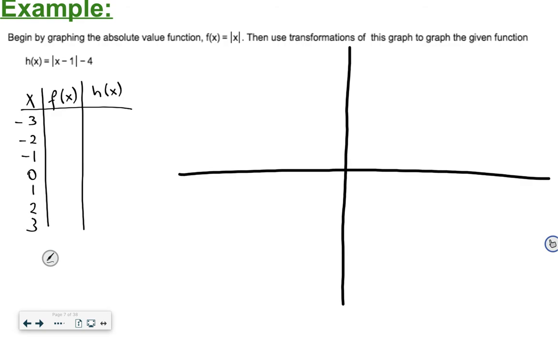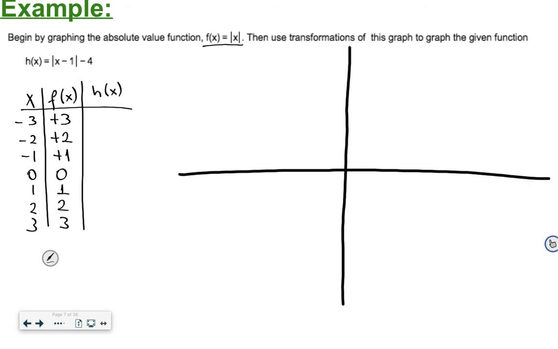If we substitute negative 3 into the f function, you will get positive 3, because we know that the absolute value of any number is positive. If we substitute negative 2 into the f function, you will get positive 2. If we substitute negative 1, you will get positive 1. If we substitute 0, the absolute value of 0 is 0. If we substitute 1, you will get 1, 2, and 3. These are your ordered pairs.